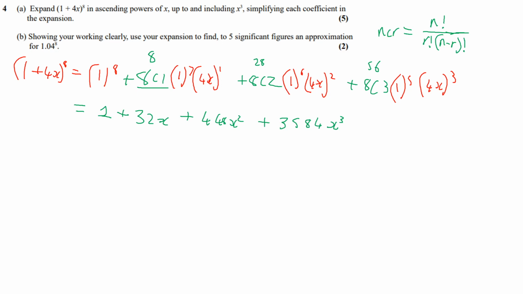Show then, using your working clearly, the approximate solution for 1.04 to the 8. Well, 1.04, excuse me, to the 8. Now I was right the first time. Have confidence in yourself, guys. Is equal to 1 plus 4x to the 8. So 1.04 is equal to 1 plus 4x.